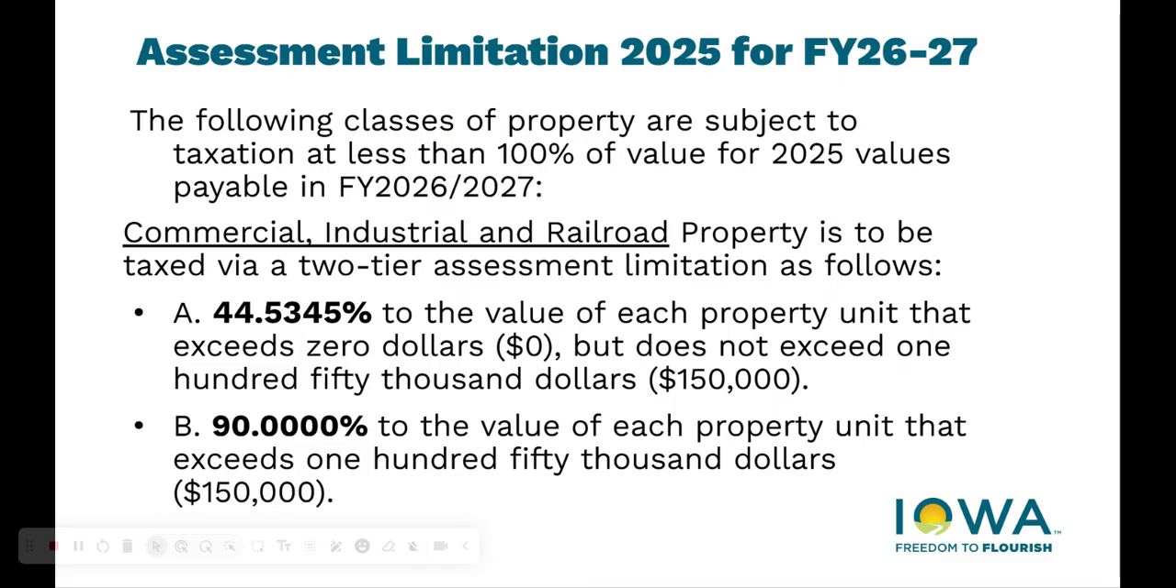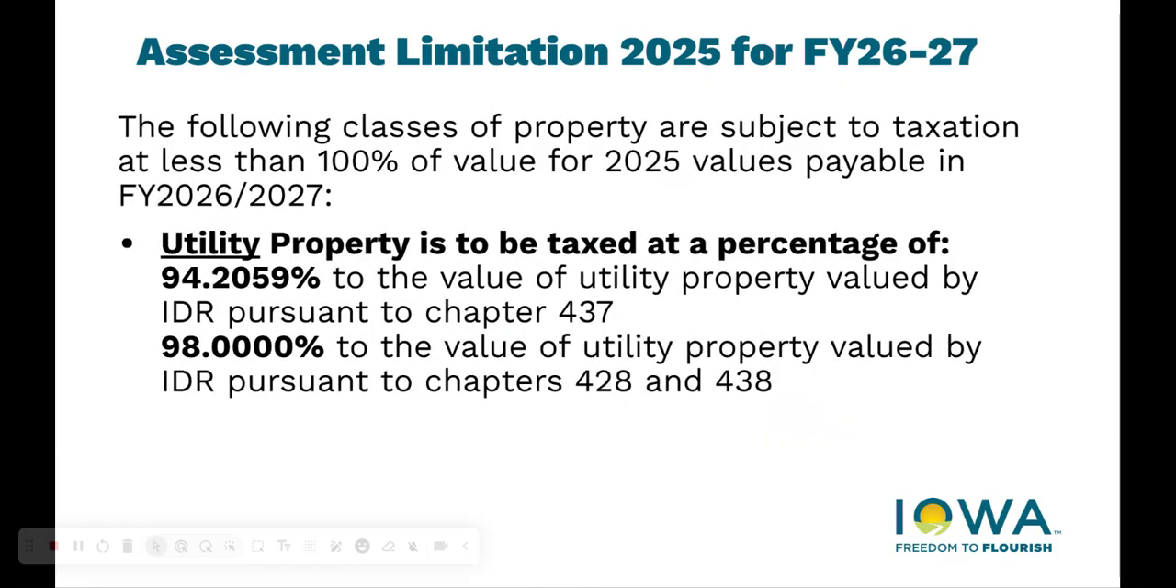So, in a given property unit, the first $150,000 of value receives an assessment limitation that is basically residential's assessment limitation, and that is the 44.5345 percentage. And then the value of each property unit that is over $150,000 receives an assessment limitation of 90%.